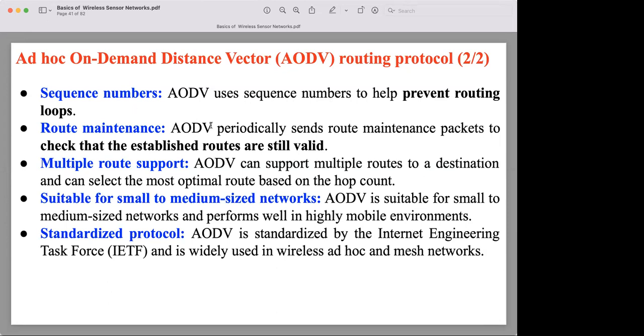Route maintenance is also there. They have messages for route maintenance, and they periodically broadcast such route maintenance packets so that they can understand whether the path still exists, whether the route is still there or not.